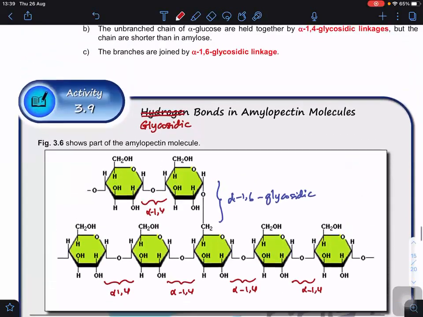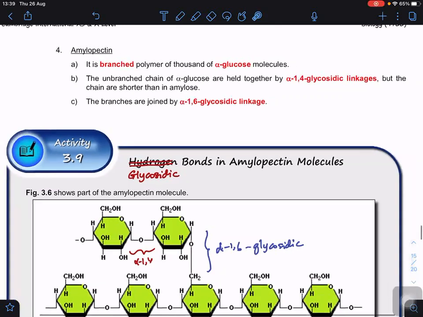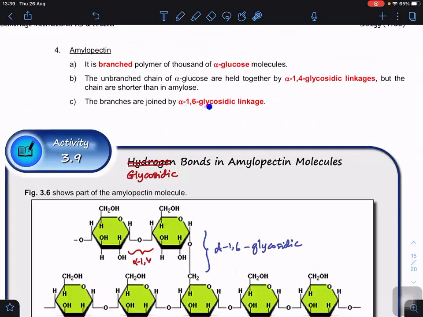Okay, so come back to our notes here. Just now we said that the unbranched chains of the alpha glucose are held by alpha 1,4 glycosidic linkage, but the branches are joined by alpha 1,6 glycosidic linkage.